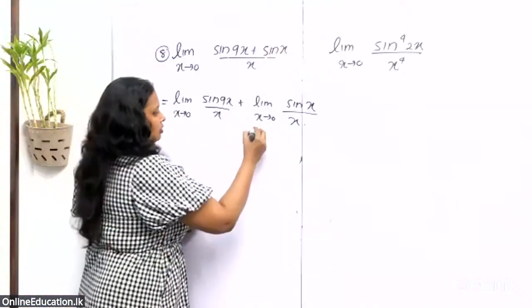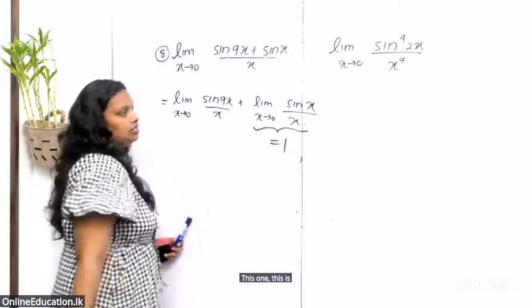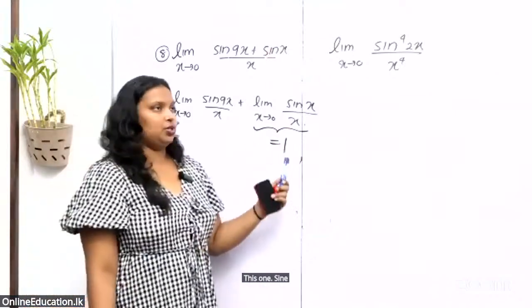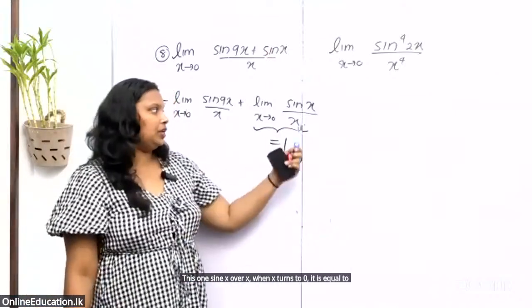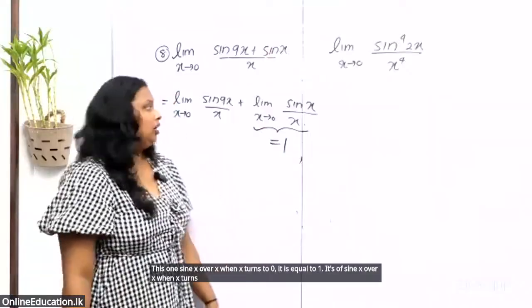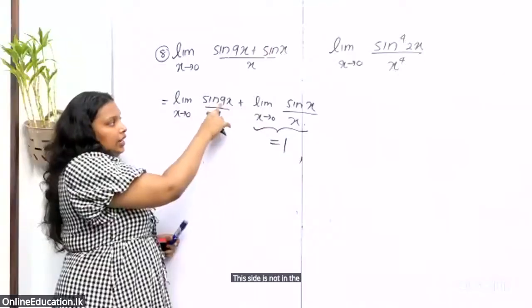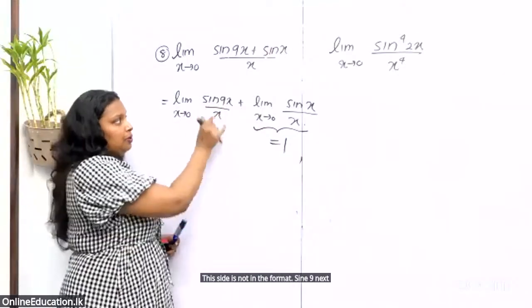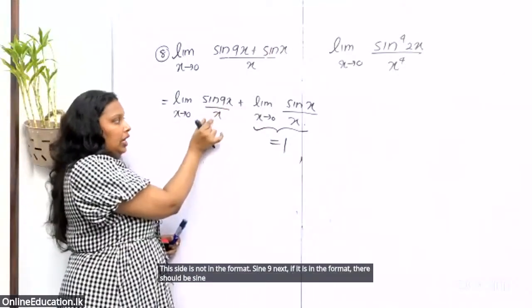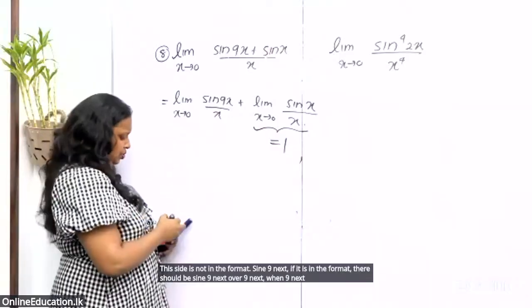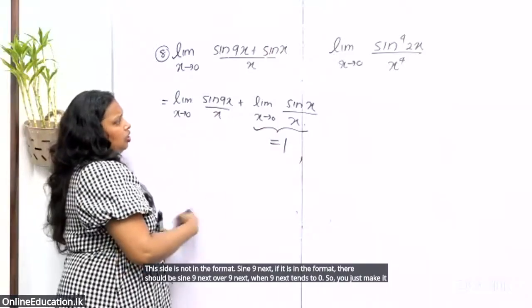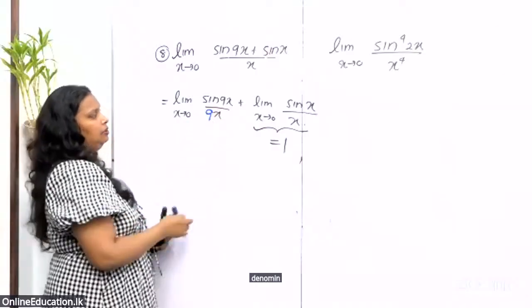this is the rule, this is the theorem. The limit of sine x over x when x tends to 0 is equal to 1. How about this one? This side is not in the format. If it is in the format, it should be sine 9x over 9x when 9x tends to 0. So you just make the denominator 9x, but I made a mistake.